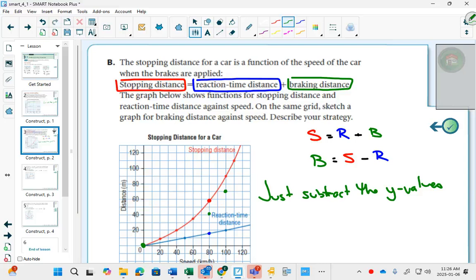So if we do all of these ones here, this would be 10 minus 5, that would be about 5. This one is 20 minus 8, which would be around 12. Here we got 35 minus 12, around 23. And that looks like that would be our braking distance in there.